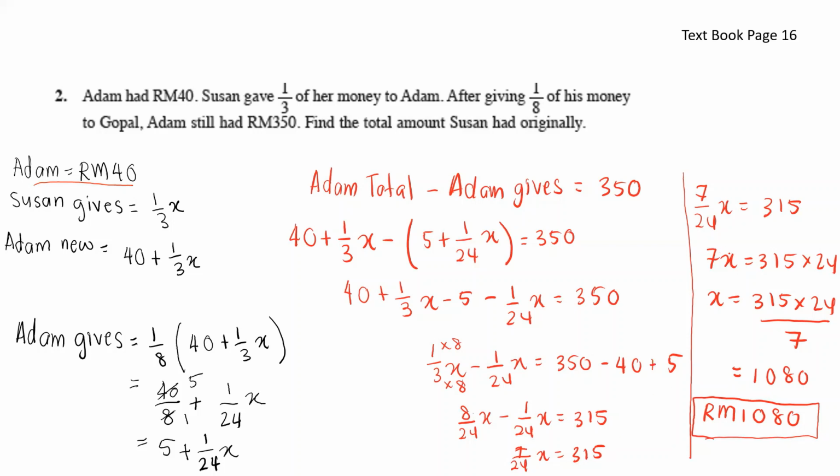So in order to find the value of x, we have to move all the numbers to the other side and make sure x is all alone on this side. So let's move 24 to the other side. If it is divide on this side, when it moves to the other side, it becomes multiplication. So 7x equals 315 times 24. Next, since 7 and x is bound by a multiplication, when it moves to the other side, it becomes division. So 315 times 24 divided by 7 gives us 1080. So the total amount that Susan had originally was RM 1080.